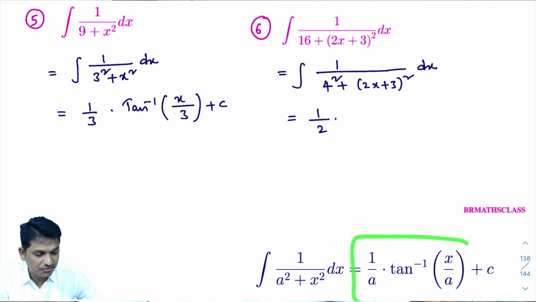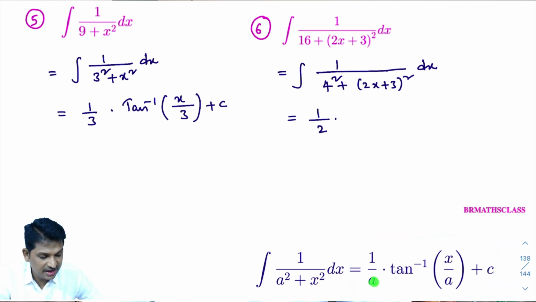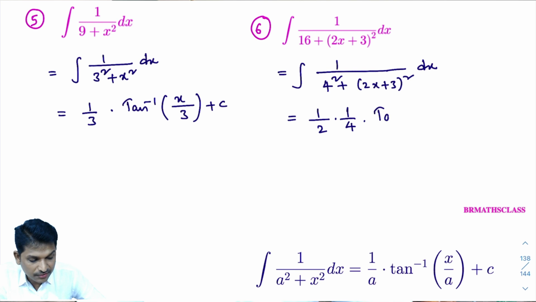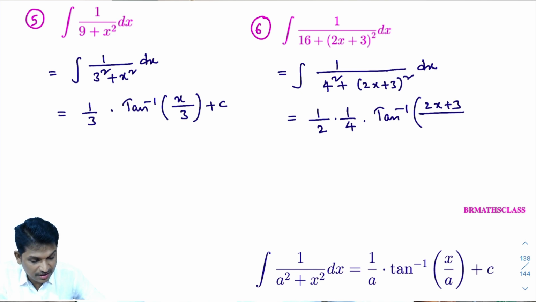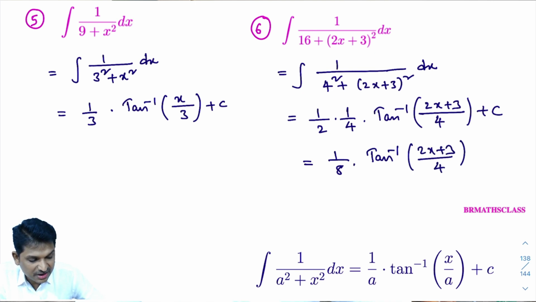Now you start applying this formula. Okay, here 1 by a is there. What is a here? A square, a is 4. Okay, 1 by 4 into tan inverse of x by a. In the formula, look here, x by a. But in this question, in place of x, what is there here? 2x plus 3 is there. So tan inverse of 2x plus 3 divided by a. What is a? A is 4. Divided by 4 plus c. That equals 1 by 8 into tan inverse of 2x plus 3 divided by 4 plus c.